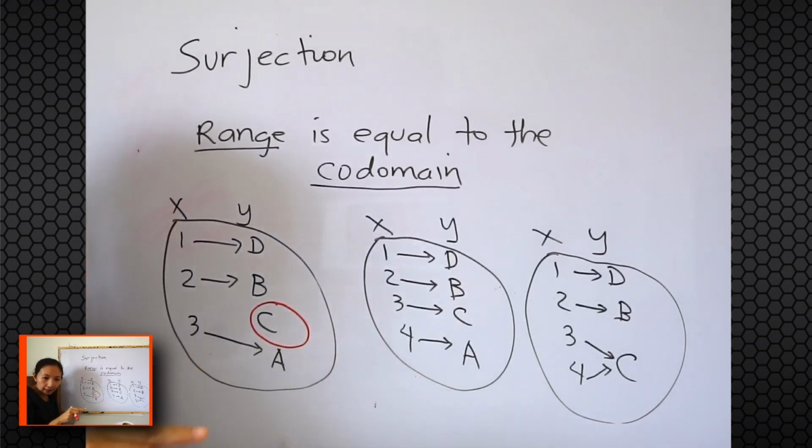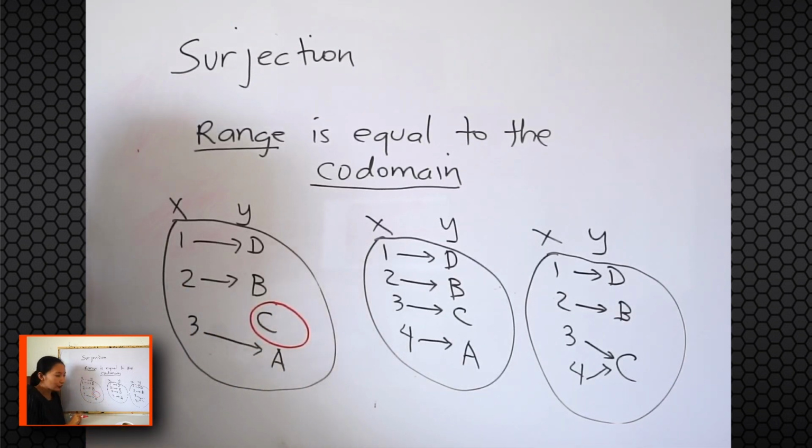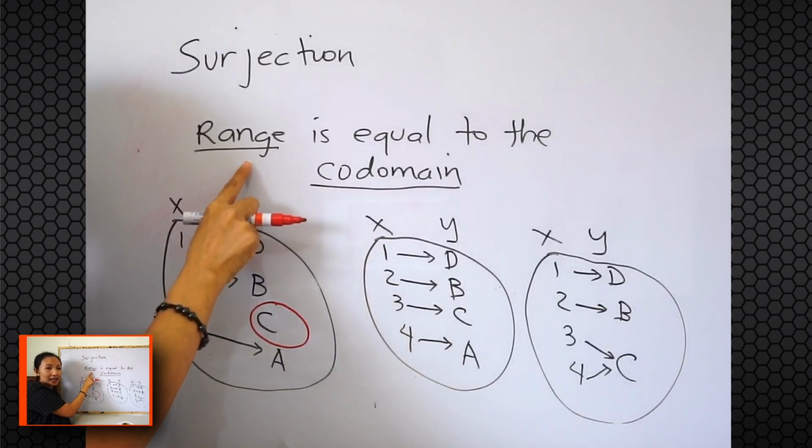Meaning, surjection if every element of x has a corresponding element of y. Yes, all of them have a corresponding element. The question is, is there a y value which is not mapped to any x value? There is. C. There is an element of the codomain which is not mapped to any x element. Therefore, it did not satisfy this.